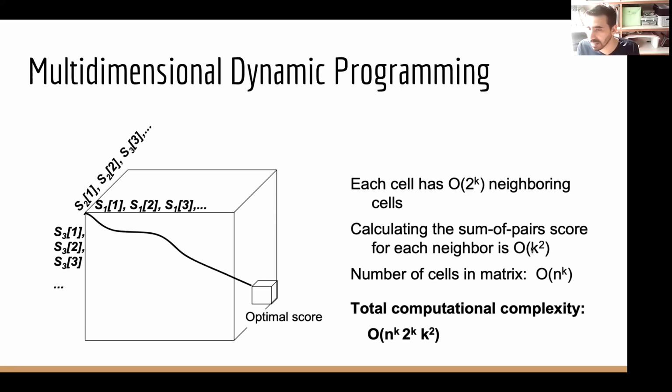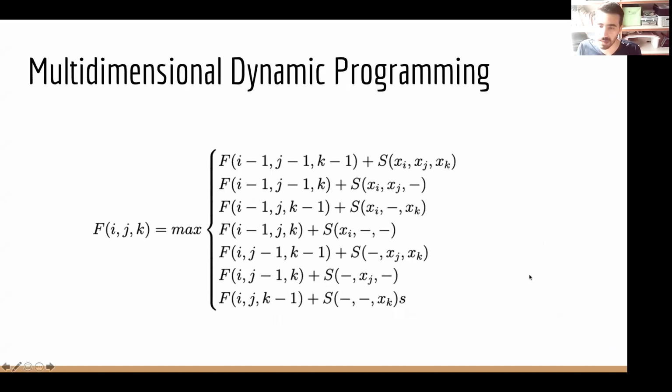So k squared is not a big deal in complexity. What is a big deal is basically the length to the power k. So this is not doable as well. Because if you have 1,000 sequences, then it becomes impossible again. So what I'm saying is, it is very complex when you want to do dynamic programming.